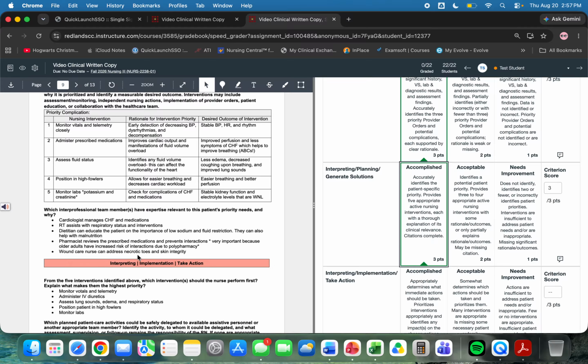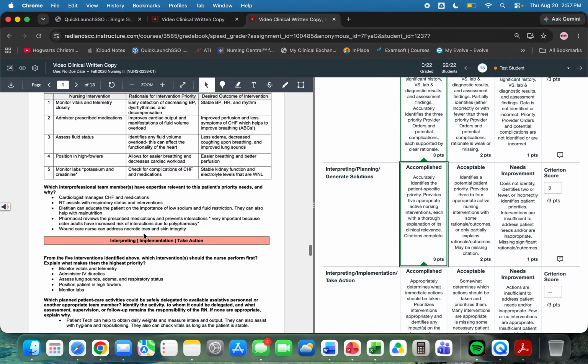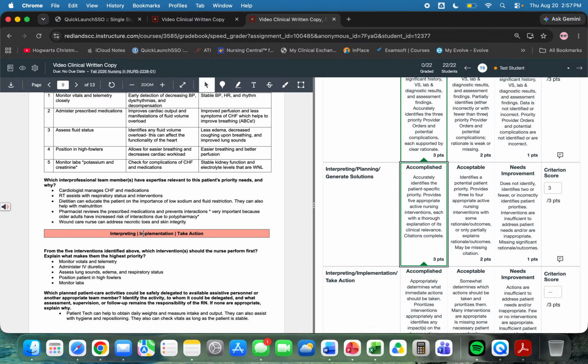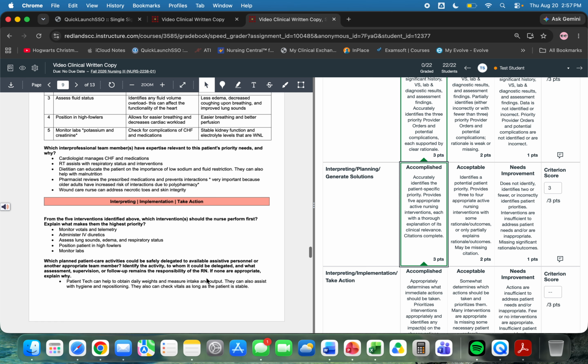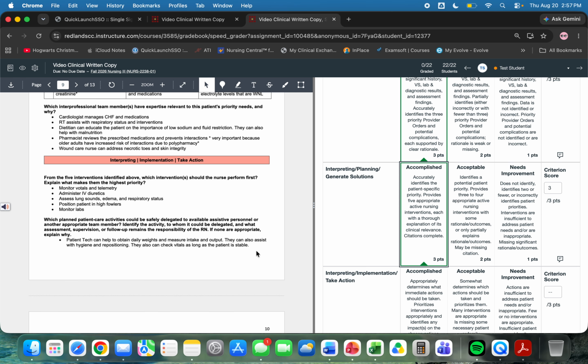The other section in here is this: what interprofessional team members have expertise. So we just want to see that they can identify the people that help, right? So respiratory with respiratory status, dietitians, pharmacy, wound care, okay? Those are things we want to see listed here.